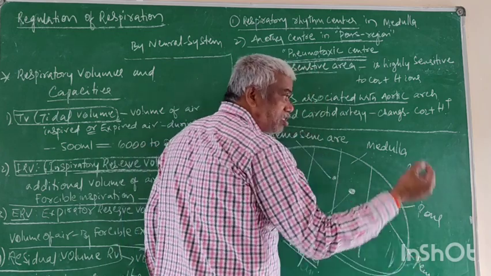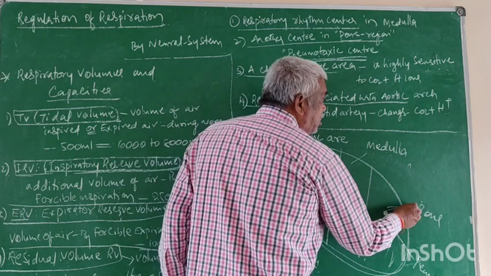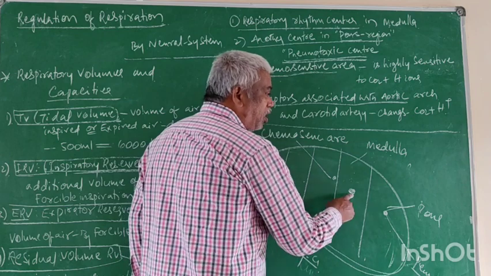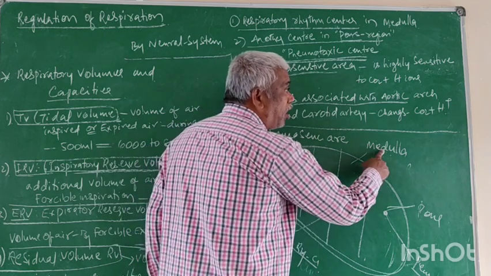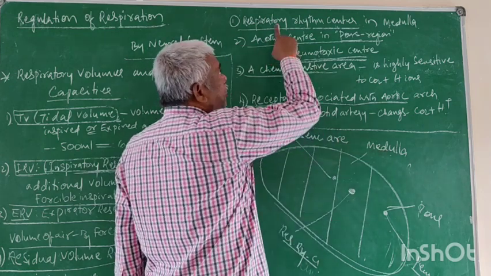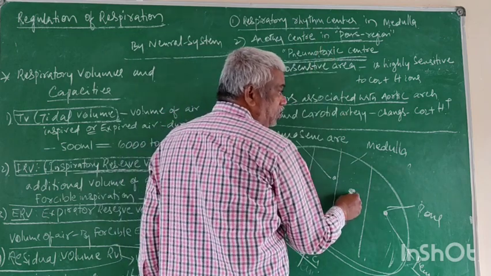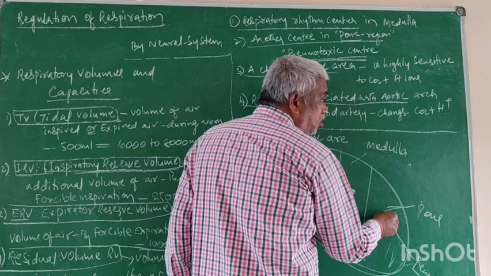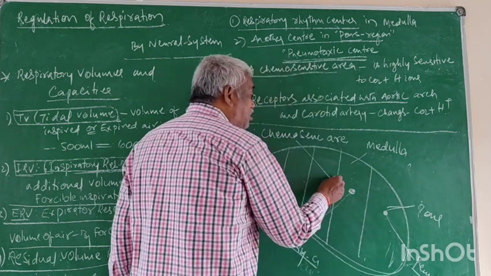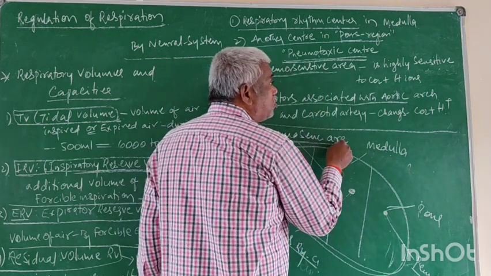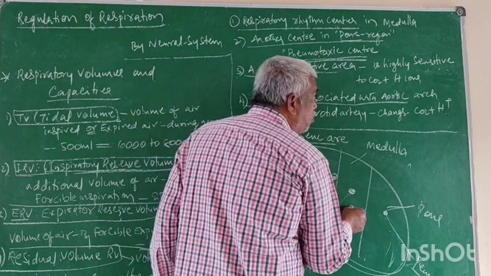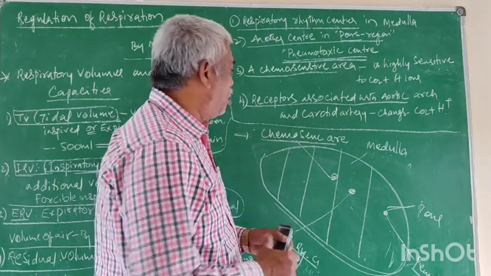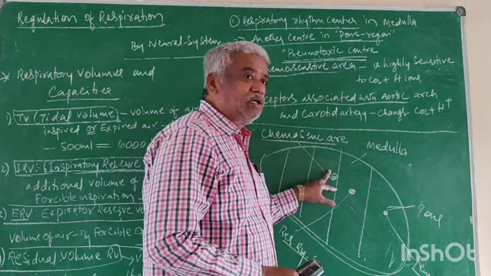In the pons, there is a point called the pneumotaxic center. That means the center in the medulla is the respiratory rhythm center, and the one in the pons is the pneumotaxic center. Another center is the chemosensitive area, which is nearer to the medulla. That means three centers.